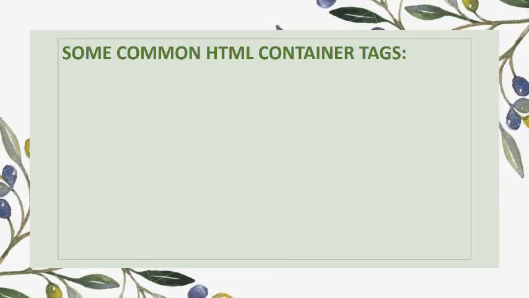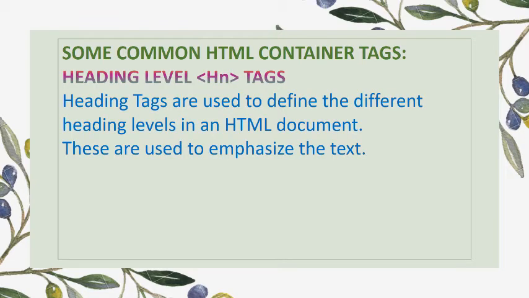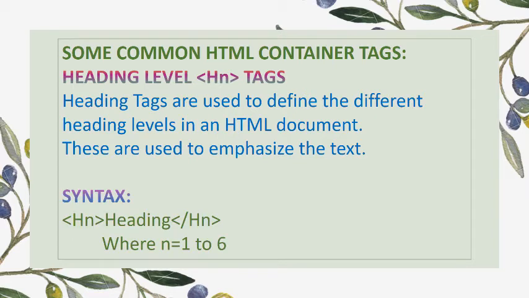Some common HTML container tags. Heading label tags. Heading tags are used to define the different heading labels in an HTML document. These are used to emphasize the text. The syntax is given here. So, there are 6 heading labels, H1 to H6. The H1 is the largest heading style and displays the text in the largest size and is mainly used for main headings. The lower labels are used for subheadings.